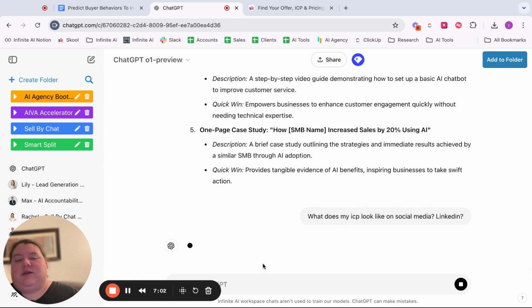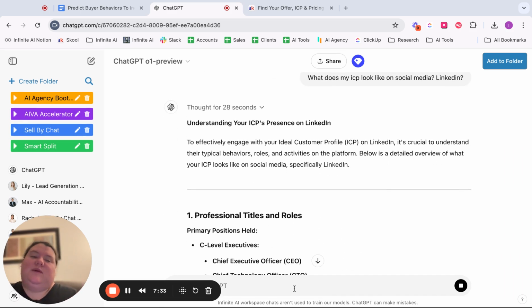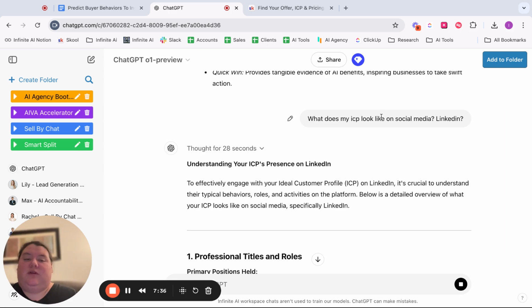Now, the next question is, what does my ICP, my ideal client profile, look like on social media? So we already know who they are to a very detailed extent. That was the first prompt. Second prompt was about understanding what are the possible signs, symptoms, red flags, whatever, clues that they're leaving on their social profiles that they might need help. 3 was how to create a lead magnet so we can actually reach out to them and break the ice. And now 4 is, what does my ideal client profile look like on social media?